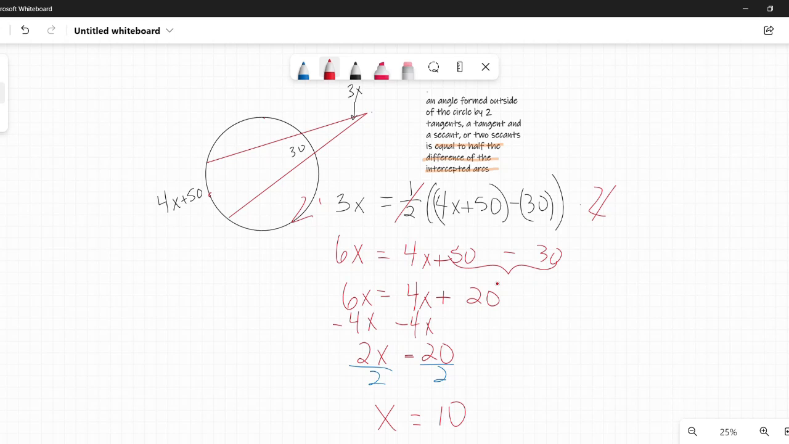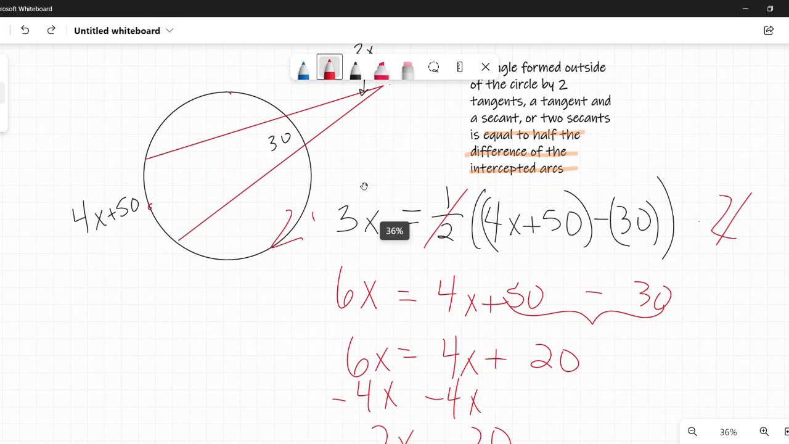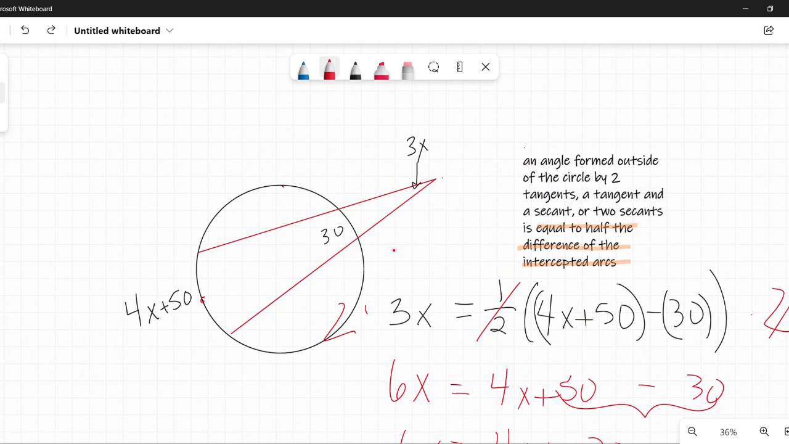In these kinds of problems, I always like to remind students that it is very important, when you have these types of problems where they have x and arcs and angles, to go back and look at the problem you're presented with and make sure you know what they are asking for. If they are asking for x, your answer is 10 and you're done. If they are asking for one of these angles or arcs, you need to plug it back in. So here, 3 times 10, our x, is 30. Here, 4x plus 50, 4 times 10 is 40, plus 50 is 90.